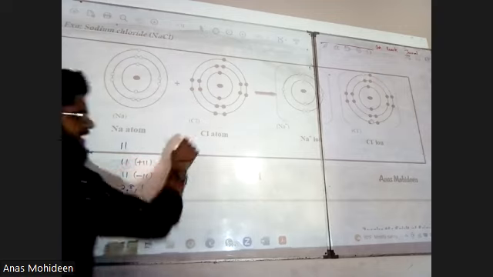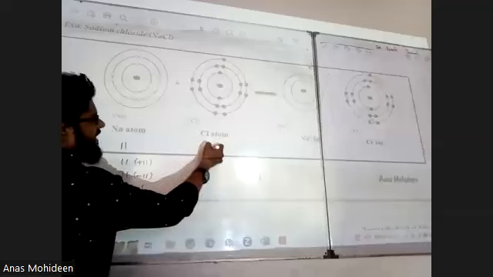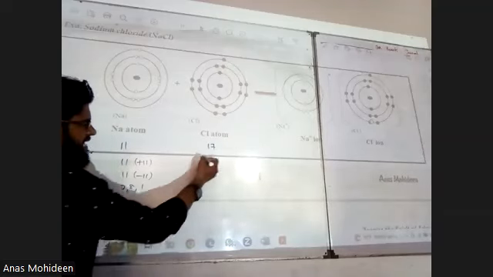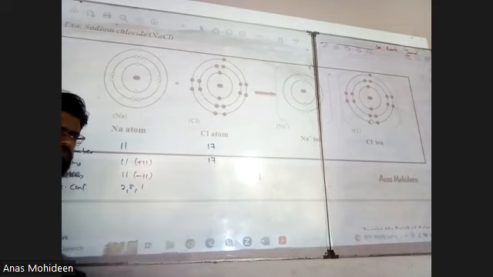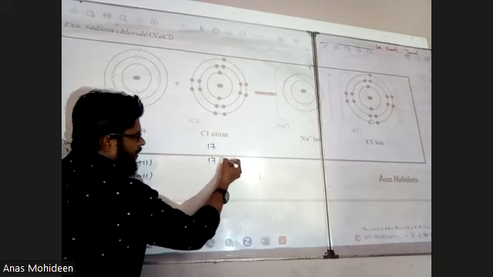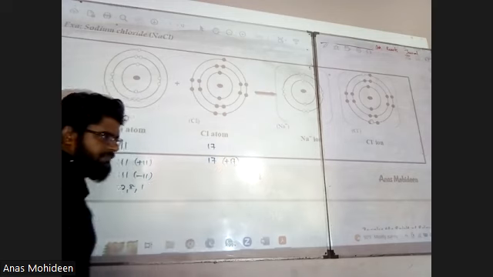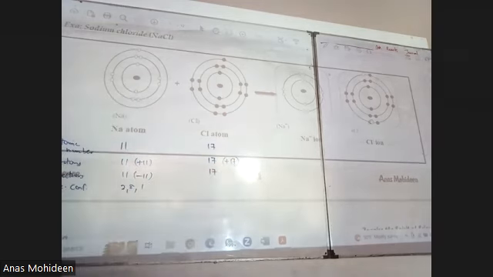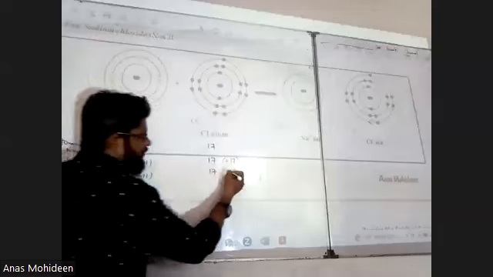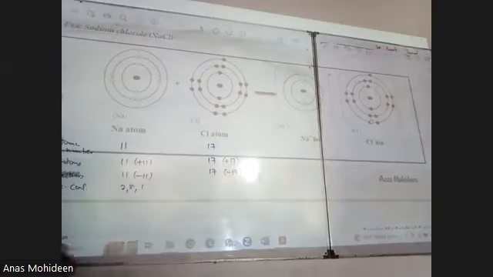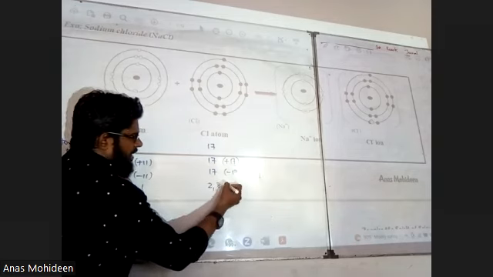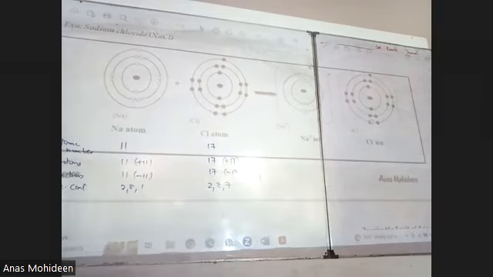Same way, chlorine. Chlorine is the 17th element, right? Atomic number should be 17, so protons should be 17. 17 protons means plus 17. 17 electrons should be there, which means minus 17. What should be the electronic configuration? 2, 8, 7. Now what is the net charge here?